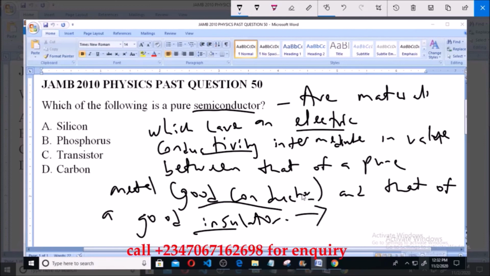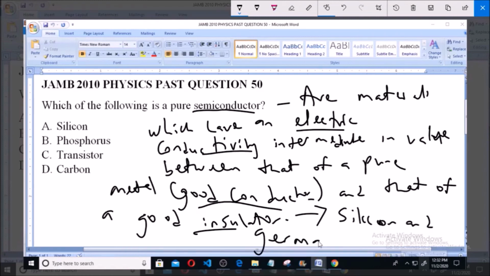And examples of pure semiconductors include silicon and germanium. So these are the two major examples of pure semiconductors. So we mentioned silicon. So option A is silicon, which is the correct answer to this question.